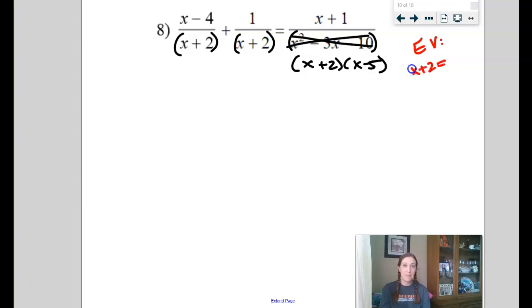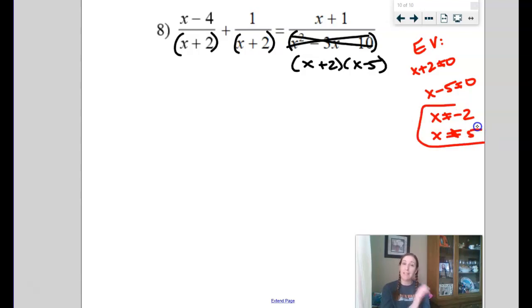Because x plus 2 can't be 0, and x minus 5 can't be 0. So that means x can't be -2, and x, ooh, that's ugly, x can't be 5. So keep that in mind when I get to the end of this question. If I get either one of those answers, I'm going to have to cross it off.